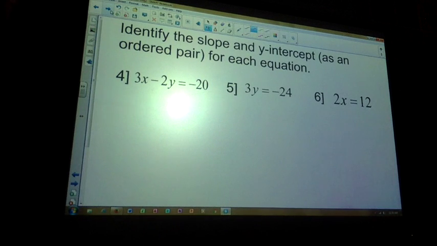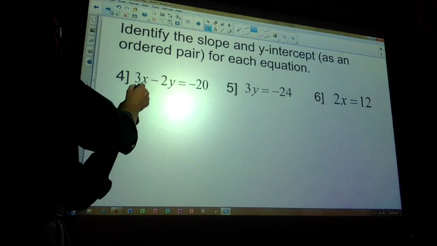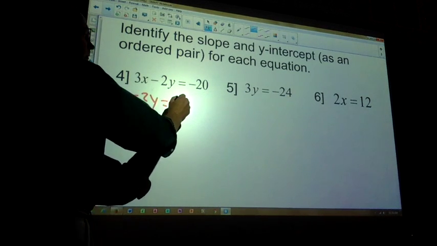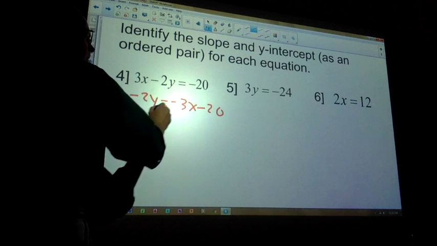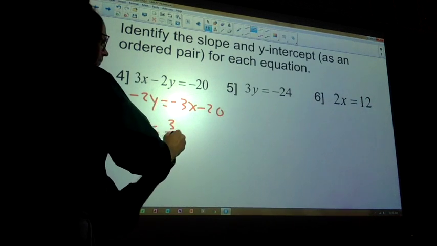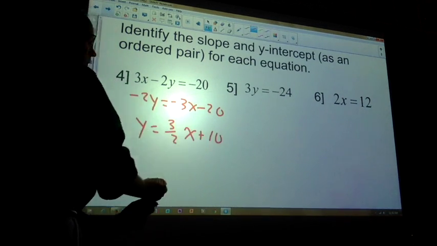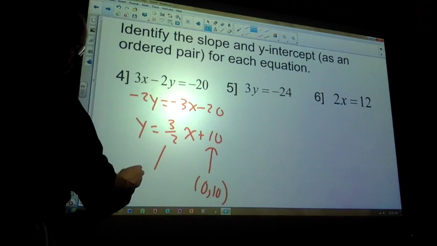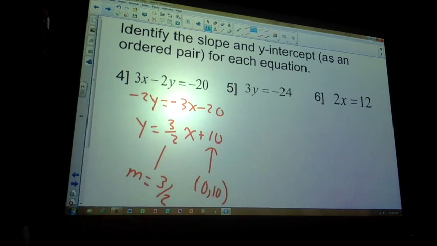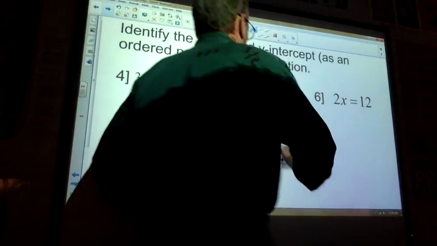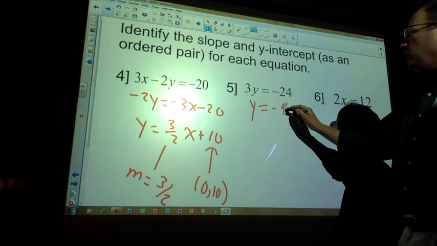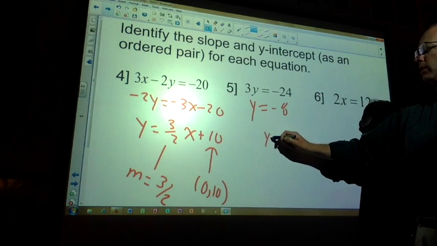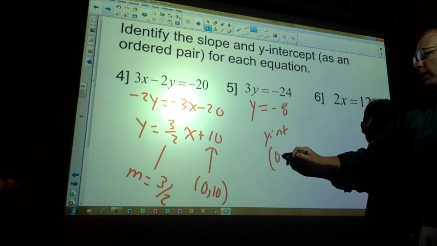He didn't say can. All right, identify the slope and the y-intercept for the following. Well, I would solve these and divide everything by 2. So now my y-intercept is 0, 10, and my slope is 3 over 2. It's easier if you solve it for y in order to answer those questions. This one, I'm going to get y by itself, so I get y equals negative 8. Our y-intercept on this one is just 0, negative 8.